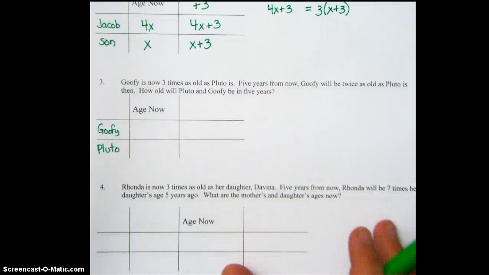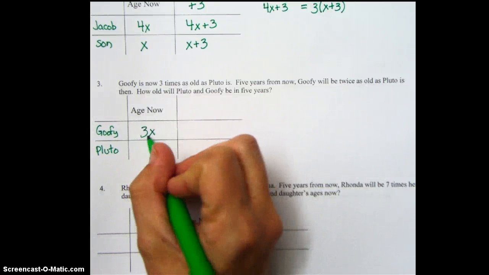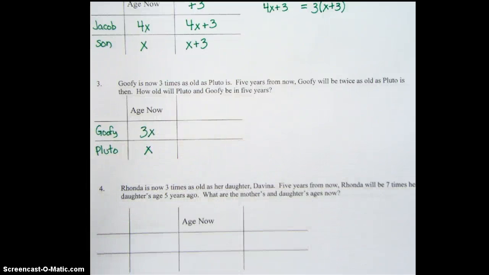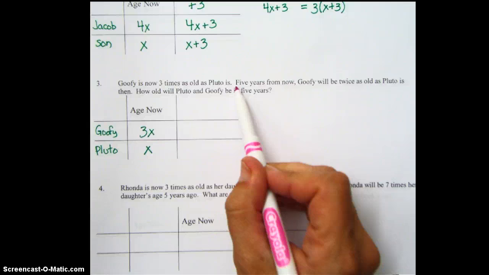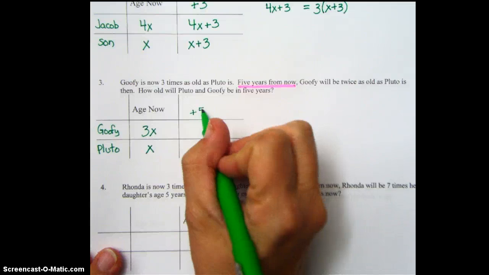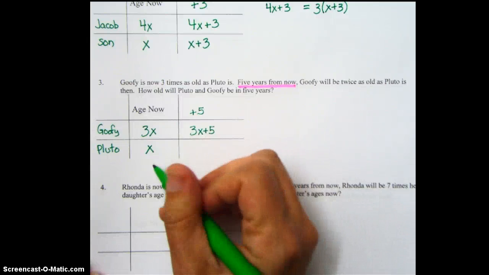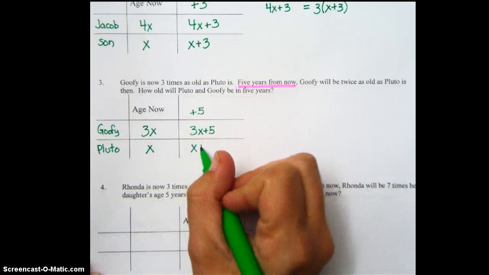Let's take a look at example number 3. Goofy is now 3 times as old as Pluto is. 5 years from now, Goofy will be twice as old as Pluto is then. How old are they in 5 years? So, if we look at the age now, Goofy is going to be 3 times as old as Pluto. So Goofy is 3x and Pluto is x. The next part says 5 years from now. That means 5 years in the future, so we need to add 5. If we add 5 to 3x, we get 3x plus 5. If we add 5 onto Pluto, you're going to get x plus 5.